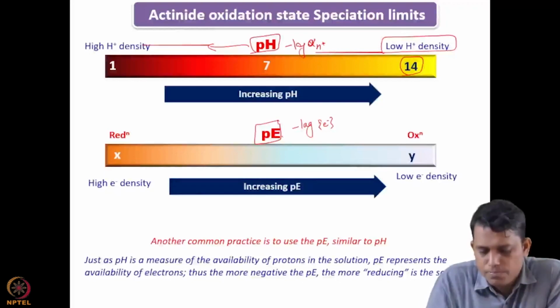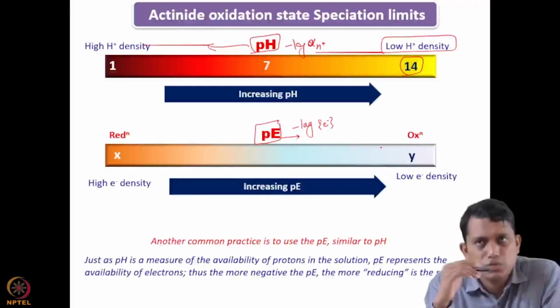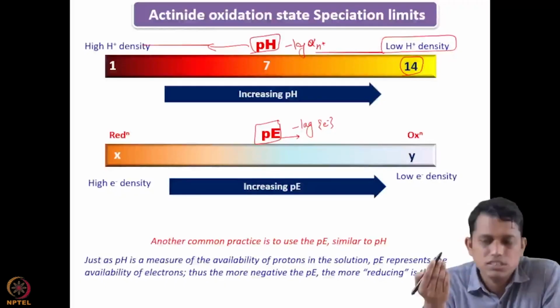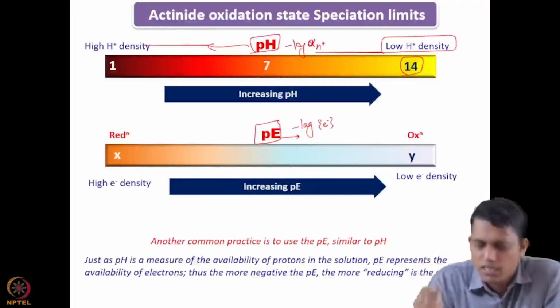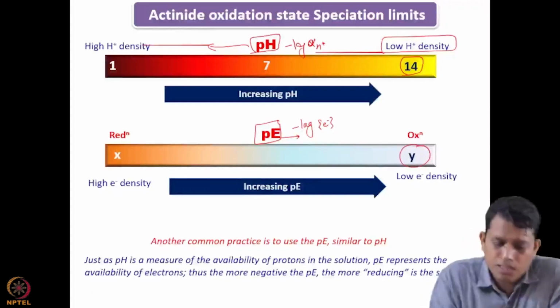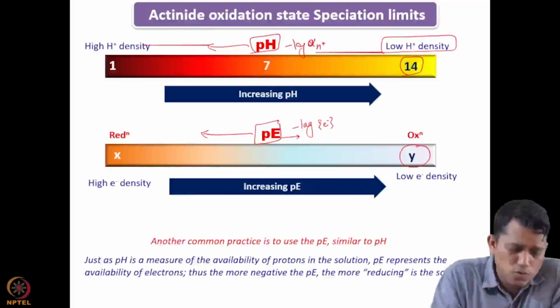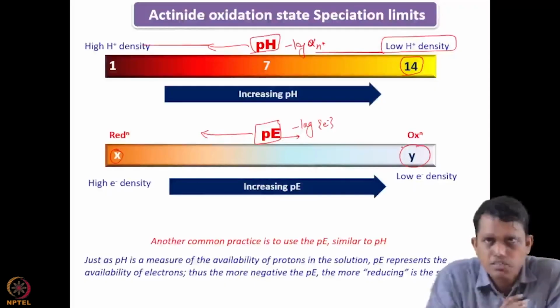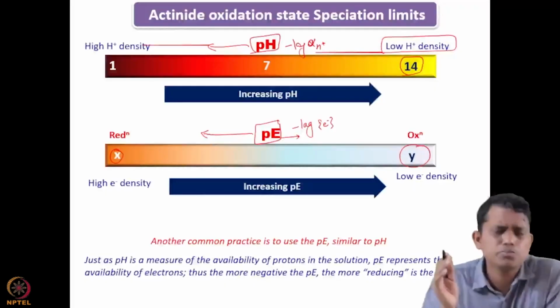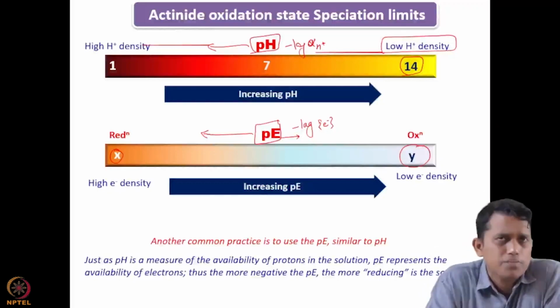As the pe increases, the number of electrons is reduced, meaning there is less electron density, and the condition becomes oxidizing. When the pe is on the lower side, I have not given the values of the pe range, we will discuss it later, but suppose you have a range from X to Y and your pe is decreasing, then the abundance of electron density increases. So the conditions are more and more reducing.